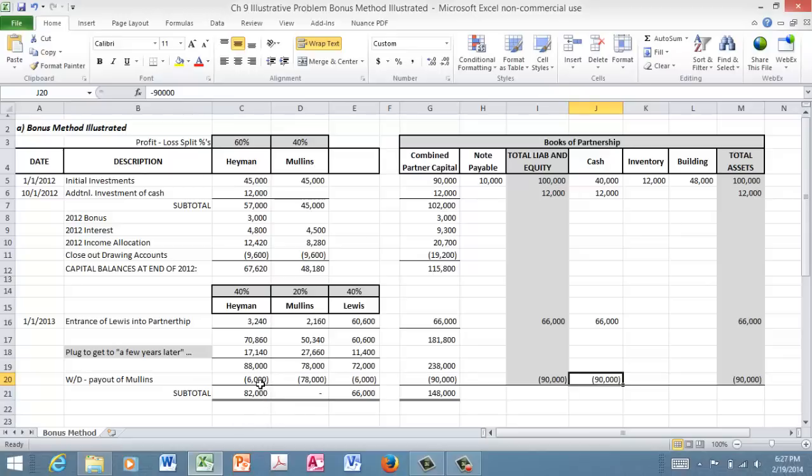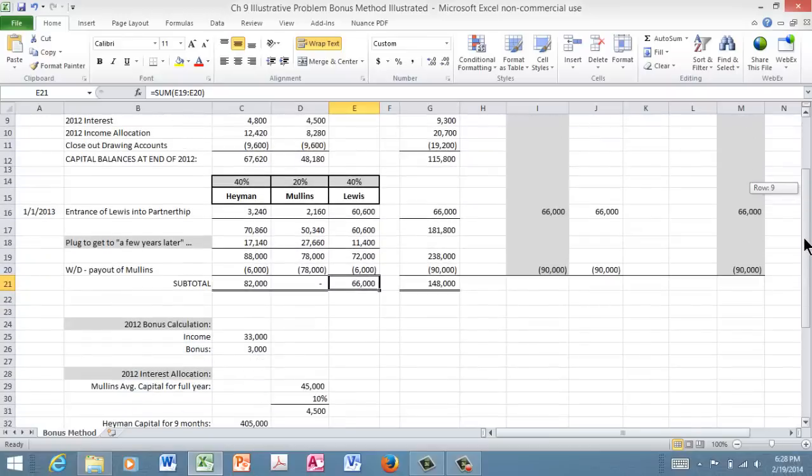So what did we have to do with it? Well, at this point, now Heyman and Lewis remain. They both have a 40-40 split. Well, that might as well read 50-50 because they're the only two remaining partners. And so they're going to take a 50% share of that $12,000 difference, between the $90,000 payout and the $78,000 capital balance of Mullins, and we'll split that $12,000 evenly between Heyman and Lewis, and then you see their respective subtotals at the end.